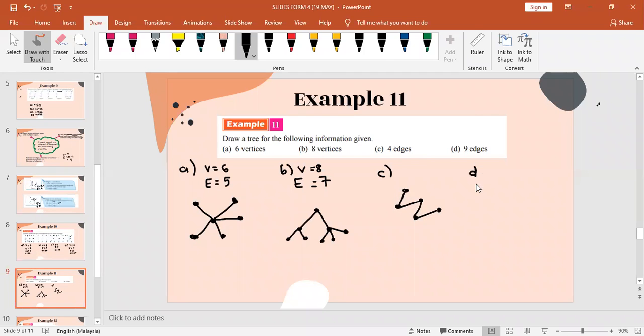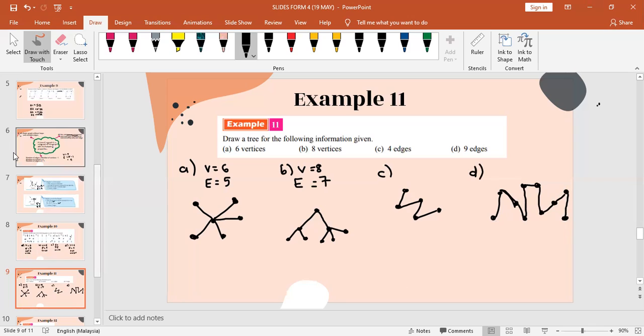And lastly for D, 9 edges, so it must have 10 vertices. 1, 2, 3, 4, 5, 6, 7, 8, 9, and 10.